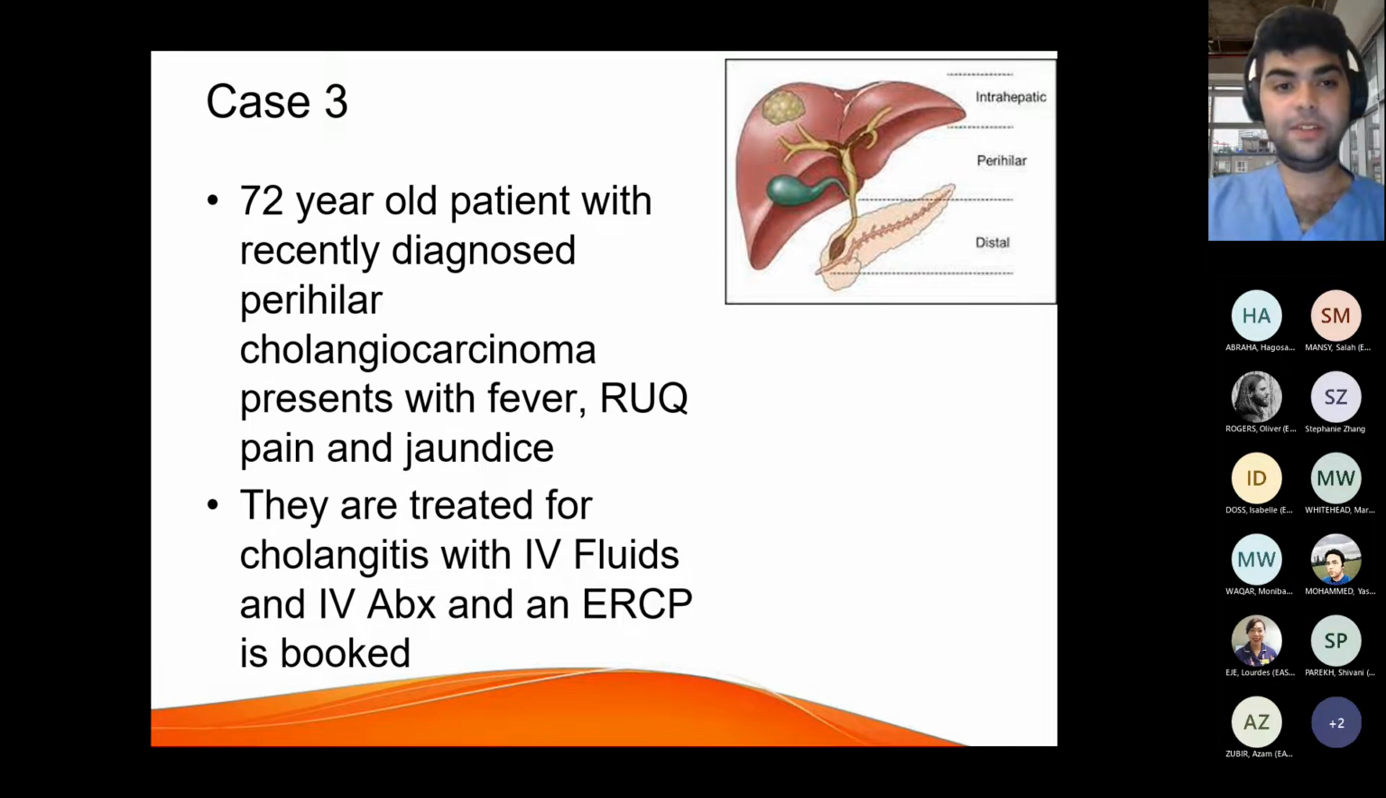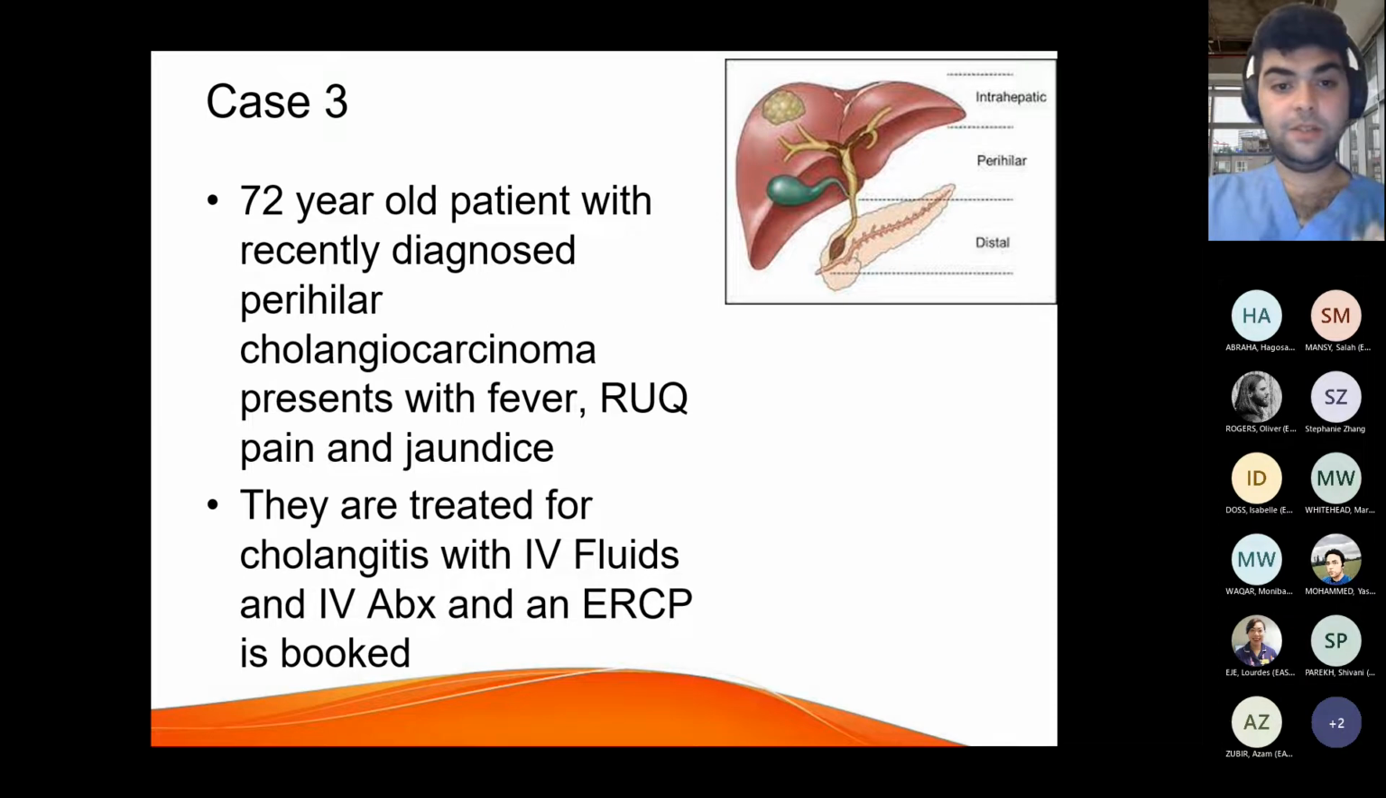So the first one was a pancreatic cancer. This one is a 72-year-old who's been diagnosed with a perihilar cholangiocarcinoma. If you look at the diagram on this slide, you can see the pancreas, you can see the ducts. Next to the gallbladder and the cystic duct, just above it, is the perihilar region. So cancers can commonly invade this region, and if you look closely in the very small photo, you'll see some brown areas which are affecting both the left and the right side of the intrahepatic ducts.